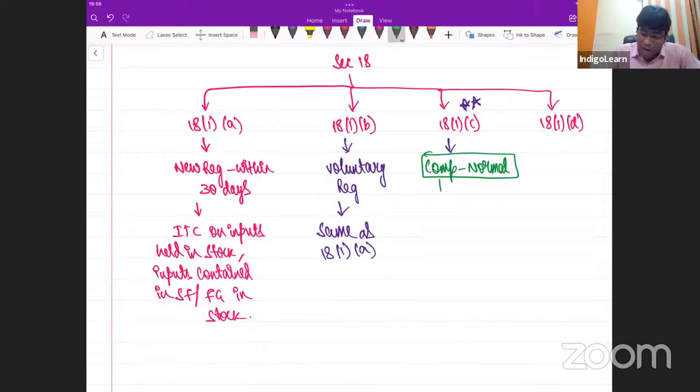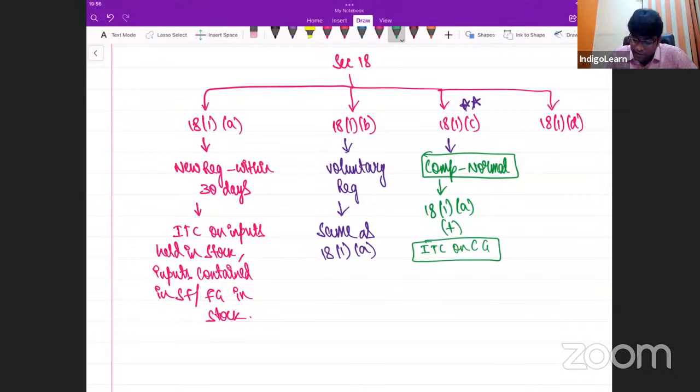So when you convert from composition to normal, what they told is 18.1a plus, what? Inputs held in stock, inputs contained in semi-finished goods or finished goods in stock. Plus, you can also claim ITC on capital goods. But how do we calculate this? ITC minus, they told, 5% per quarter or part thereof.